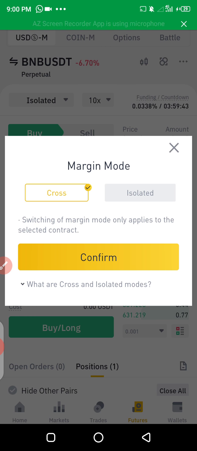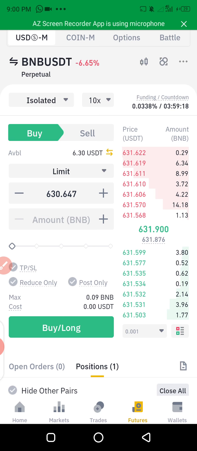But when you decide to use isolated mode, that means it is isolated margin, as the name implies. That means the system won't touch your available balance. When your money is approaching the liquidation stage, you don't have the ability to transfer money to your future trading so that your money does not get liquidated.